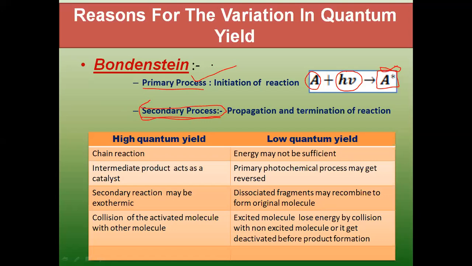If you think about a photochemical reaction, it occurs in two steps. First step is the primary process and second one is the secondary process. In the primary process, there is activation of molecules, and in the secondary process, there is a reaction of the activated molecules. And then it goes to the reaction.